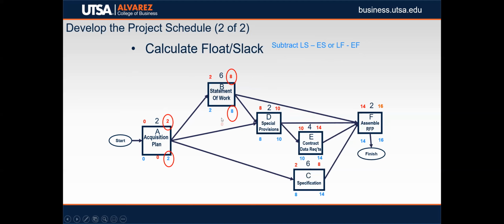8 minus 8, 0. 10 minus 10, 0. We can continue on. 14 minus 14. Here we do 14 minus 8 and we come up with 6. So we have a float of 6 on this activity. That means this activity can be delayed for 6 weeks before it impacts the end of the project. So we do have a 6-week float on this activity. And this last activity has 0 float.